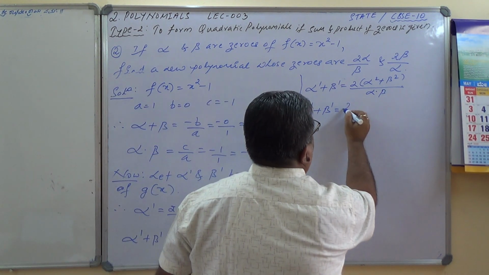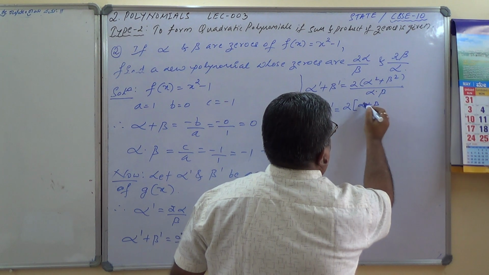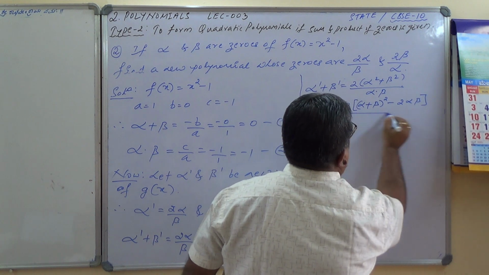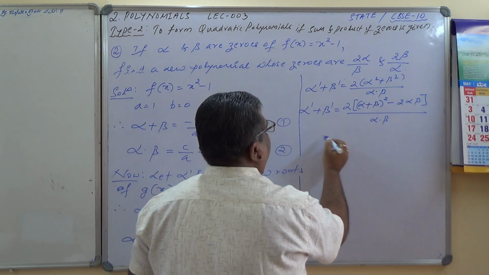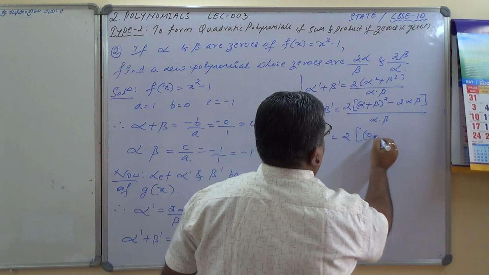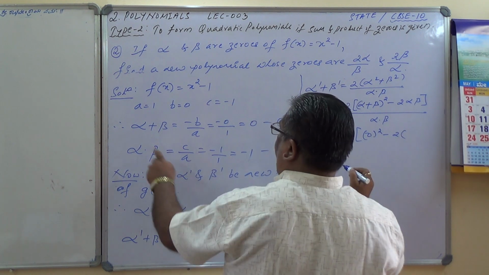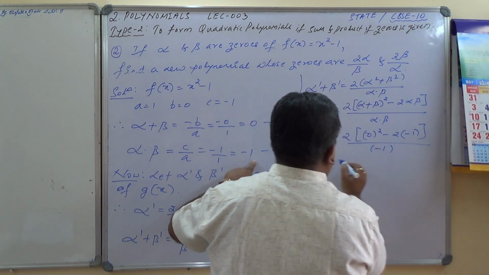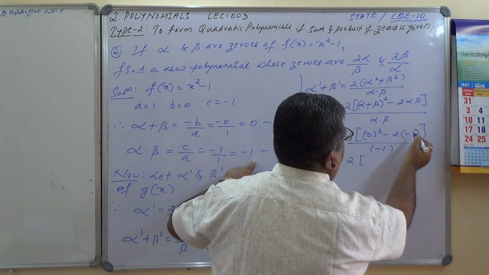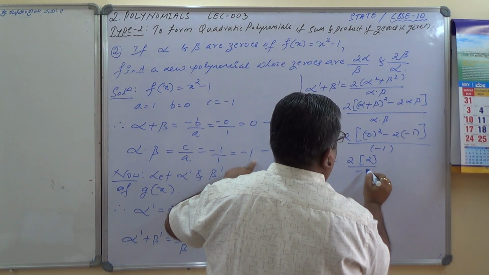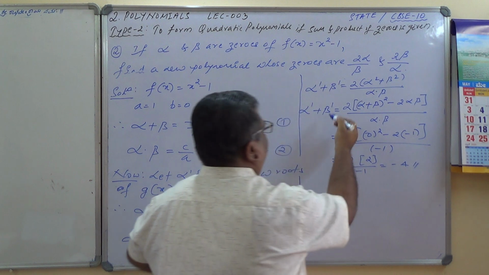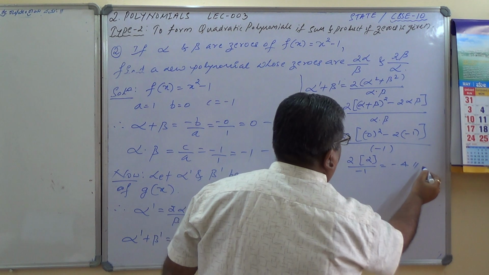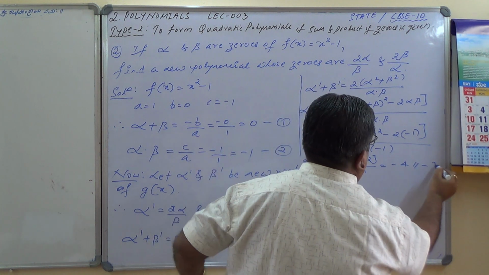See, 2 times into bracket alpha plus beta the whole square minus 2 times alpha beta, the whole divided by alpha into beta. Substitute the values. 2 times into bracket 0 the whole square minus 2 times alpha into beta is minus 1, the whole divided by minus 1. So 2 into bracket minus of minus 2 divided by minus 1, which equals minus 4. So you have got alpha dash plus beta dash equals minus 4. This is 3 here, mark it.